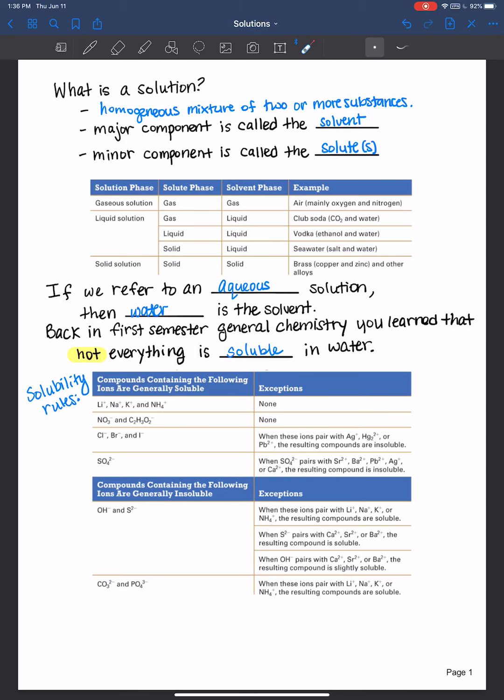All right, carbonate and phosphate, these are generally insoluble except when they pair with lithium, sodium, potassium, ammonium, then they're soluble. So once again, that's that rule up here that just takes precedence, right? Those are always soluble in water. So make sure you become familiar with your solubility rules. Now for my course, I won't ask you, is it soluble or insoluble? Like those specific questions that you probably were asked in first semester general chemistry. But once again, this knowledge will be really helpful for your understanding of solutions in this chapter as we discuss in greater detail together.